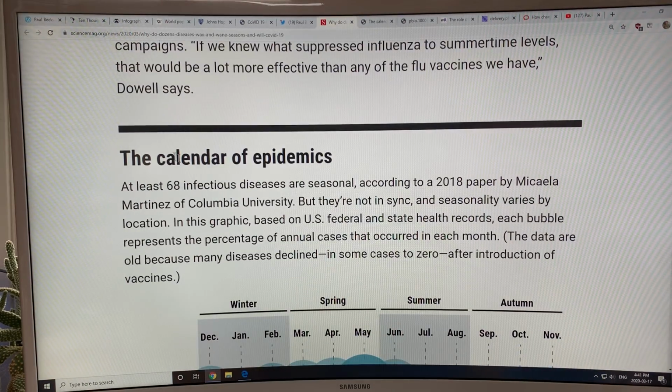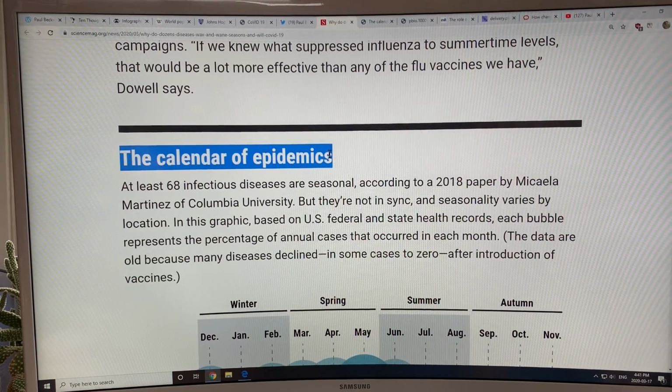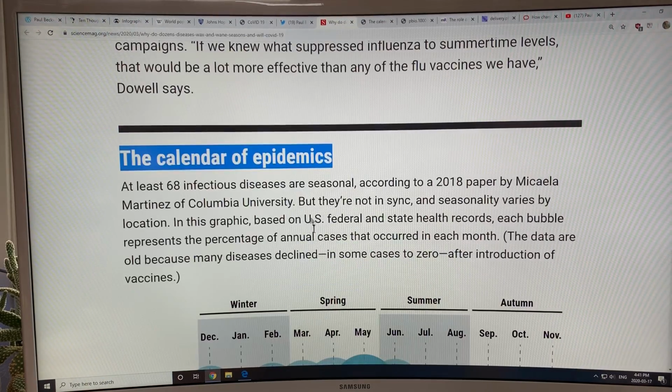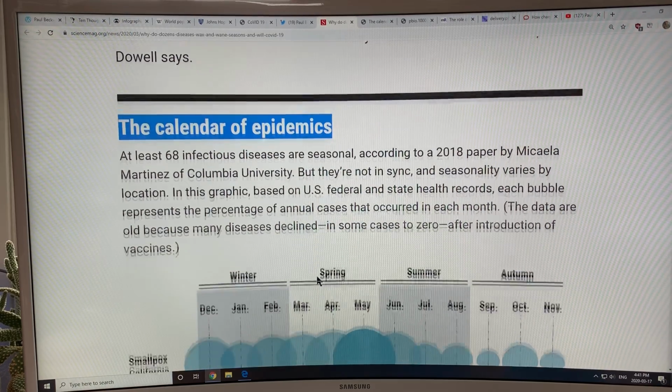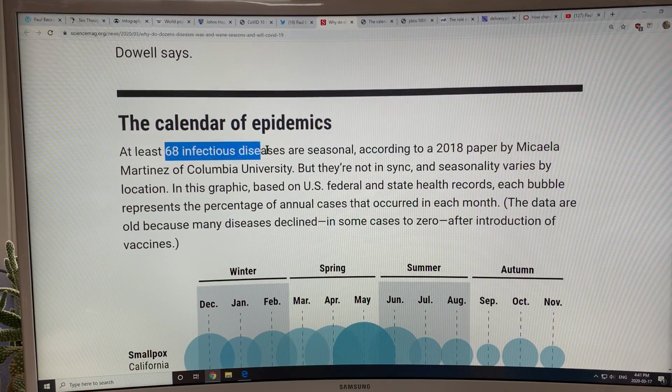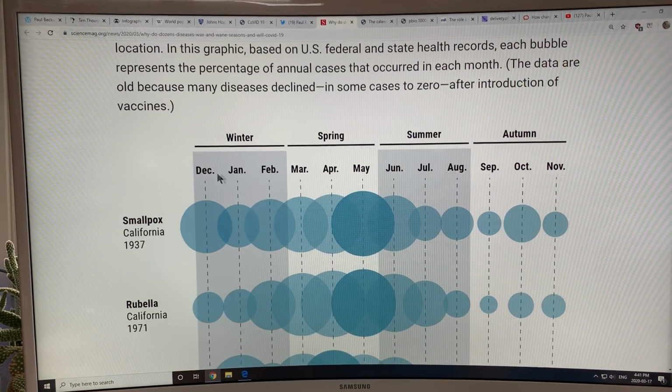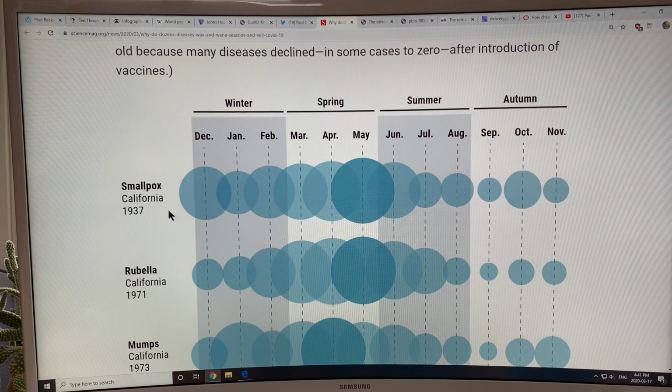There's a calendar of epidemics, and I'll talk about that paper in a minute. You can have a look at the scientific paper, but at least 68 infectious diseases are seasonal, according to this paper, but they're not in sync. Here we have winter, December, January, February, spring, March, April, May, summer, June, July, August, and autumn, September, October, November. And you can see different outbreaks.